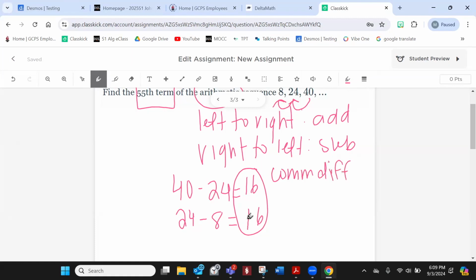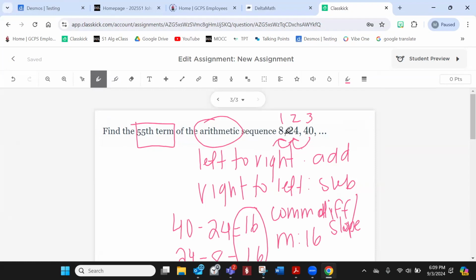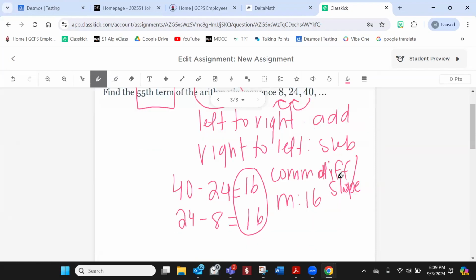Okay, y'all, we have not been calling this common difference in class. We've been calling it m, aka this is our slope. Common difference is the same thing as slope. How am I changing over time? I'm going from one term to the next by adding 16. So my common difference, aka slope, is 16.